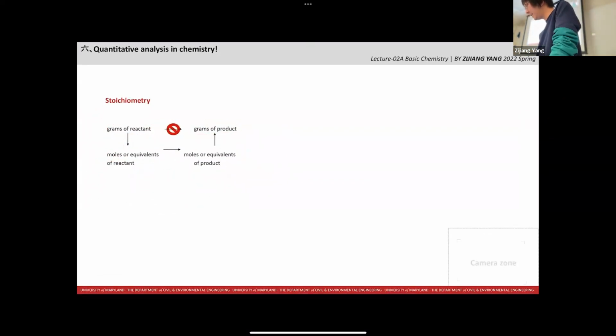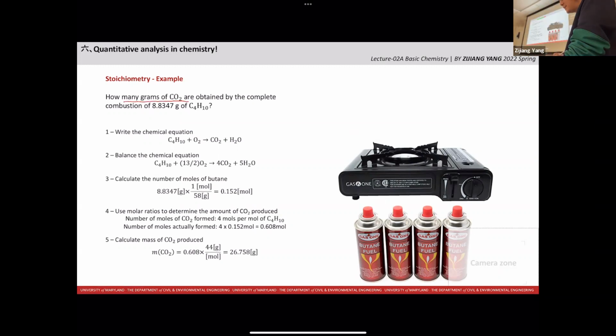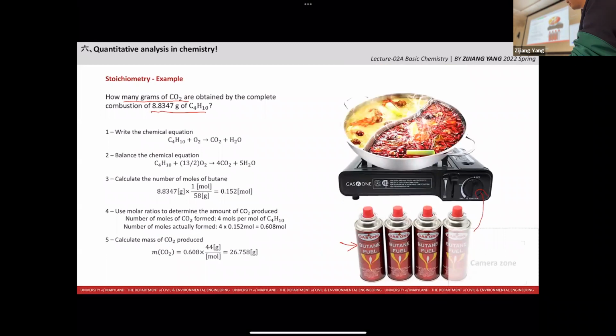And here is an example. Let's just take a look at it. So the question is, how many grams of CO2 are obtained by the complete combustion of this many grams of butane? And so the butane is, like, we usually use the butane as an energy fuel. And so we can just put this into the stove, and then we can make some foods like hot pot.